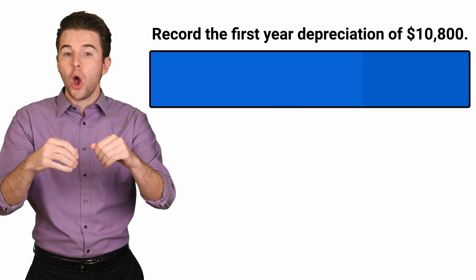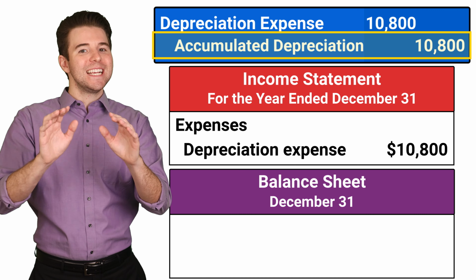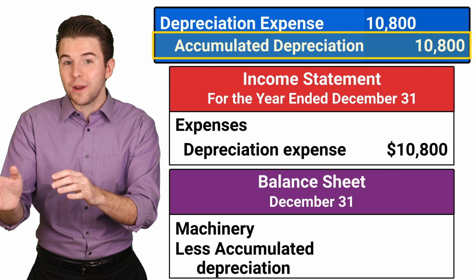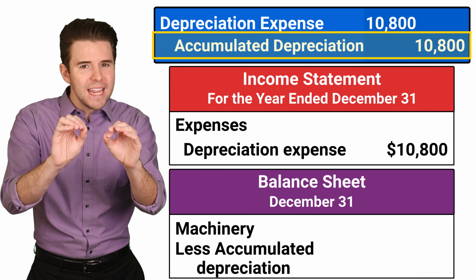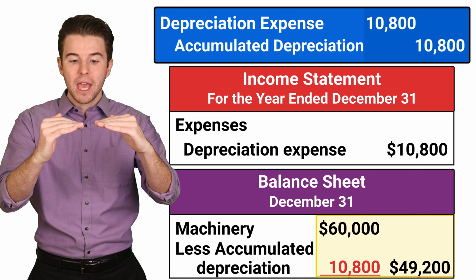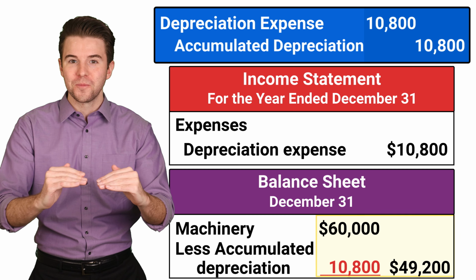The depreciation expense is reported on the income statement, and accumulated depreciation is a contra asset account to the machinery account, meaning it reduces the reported amount for machinery. This is reported on the balance sheet at the end of the first year as machinery of $60,000 less $10,800 of accumulated depreciation to get a book value for machinery of $49,200. An asset's book value is simply the asset's total cost minus accumulated depreciation.